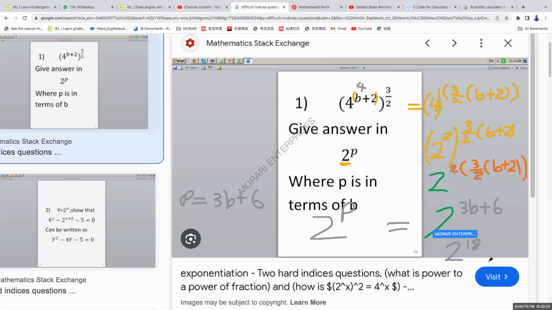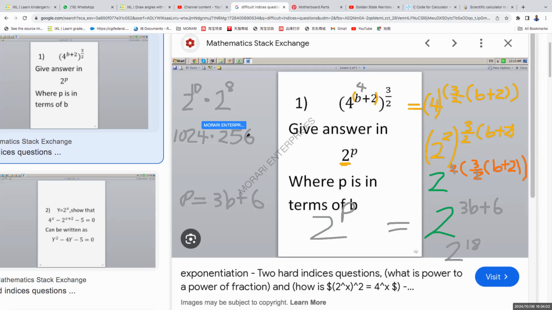And if you have your calculator, you can calculate what 2 to the power 18 is. But if you don't have your calculator, you can split it as 2 to the power 10. 2 to the power 18 is 2 to the power 10 times 2 to the power what? 8. And we know 2 to the power 10 is 1024. And 2 to the power 8 is what? 256.